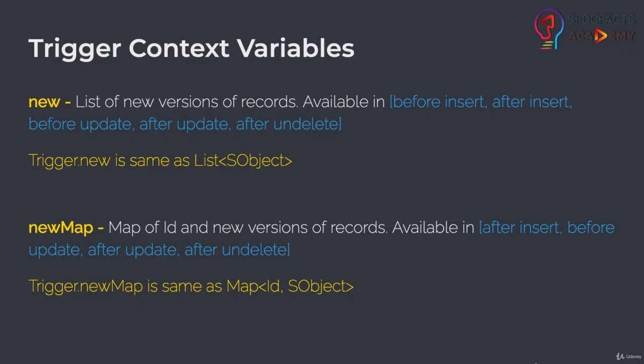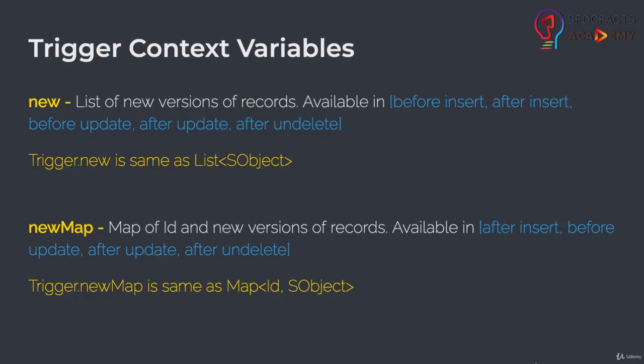Now, very similar to this new context variable, we also get another context variable called newMap, which gives you a map of ID and sObject. This means if the trigger is running on the lead sObject, then you will get a map of ID and lead record. The only difference between new and newMap is that new gives you the list, whereas newMap gives you a map of ID and that particular sObject. This can be very helpful in some cases where you want to match the current record's new version and the old version. In that case, you will also need the ID along with the record.